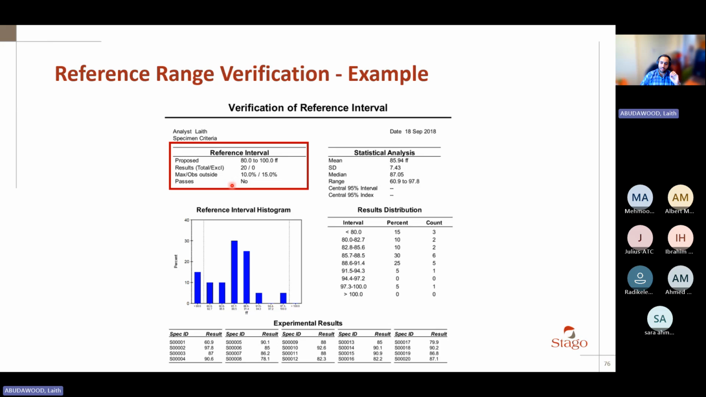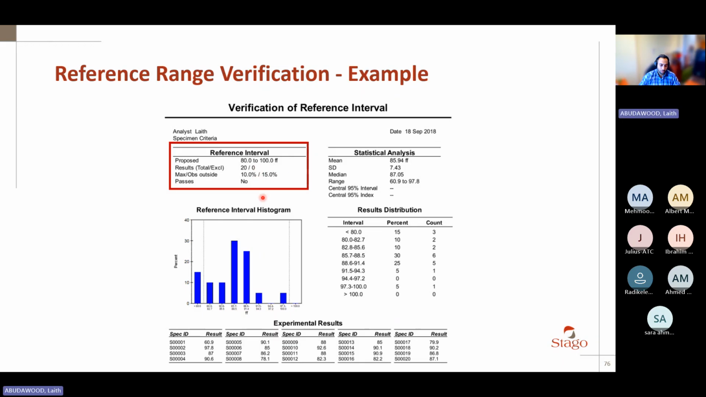So this is an example of reference range verification that has failed. So the 10% is defined as the maximum acceptable limit, which I just told you about. Where did I get this number? From CLSI. Okay, so 10% of the samples at maximum. So maximum 10% of my patient samples can fall outside of the 80 to 100 range. Okay, this is a different parameter. However, the number of samples that were observed outside of this range was 15%. So I would say this reference range verification failed.